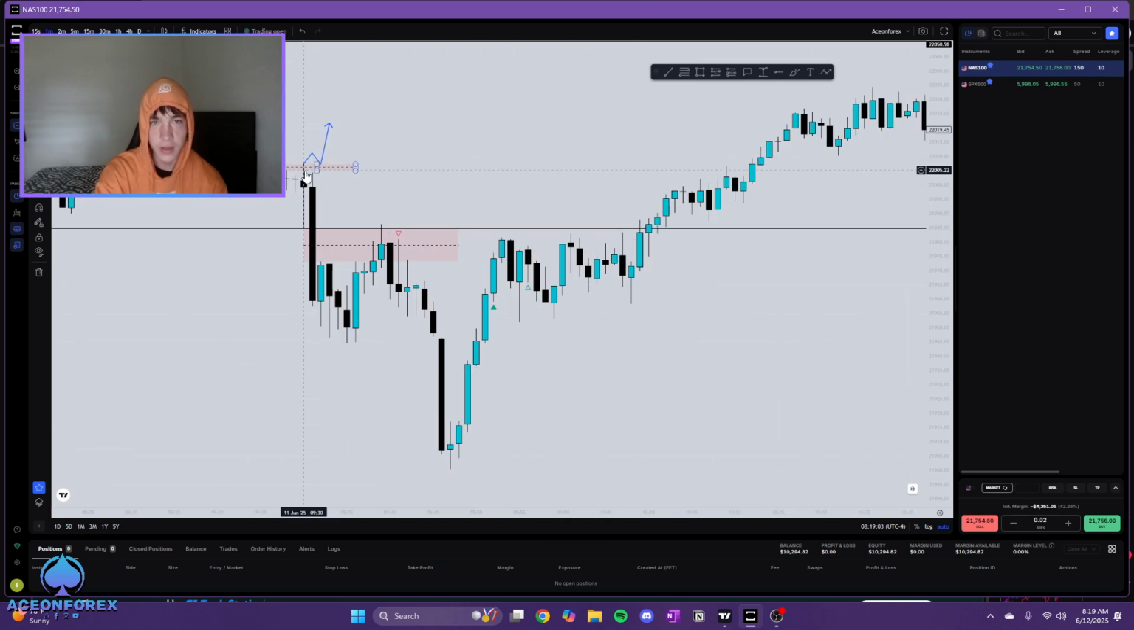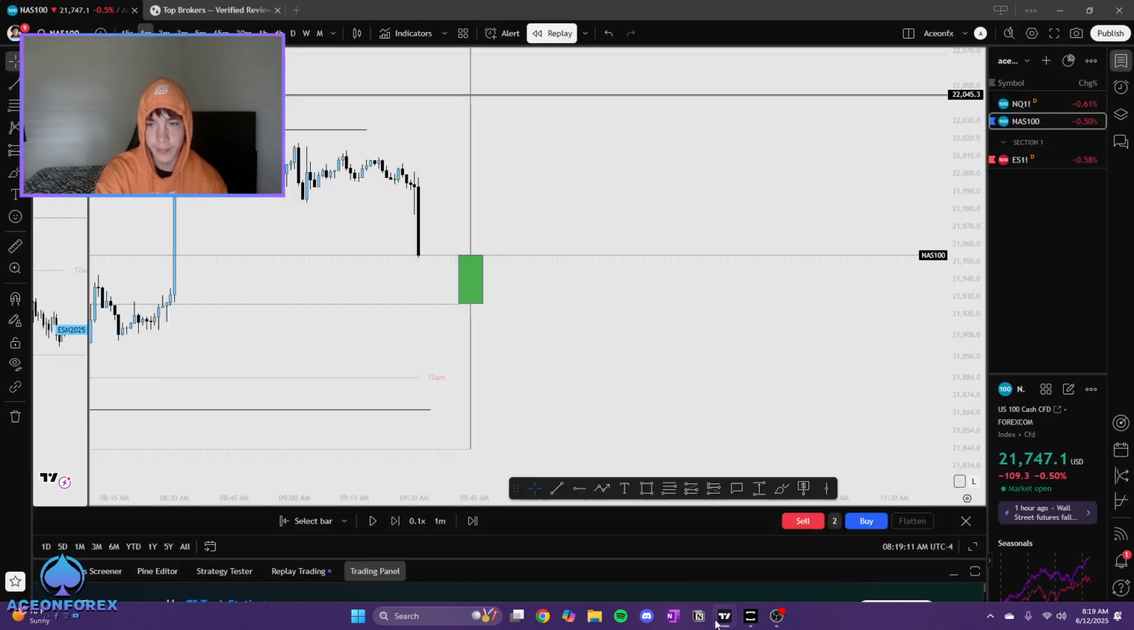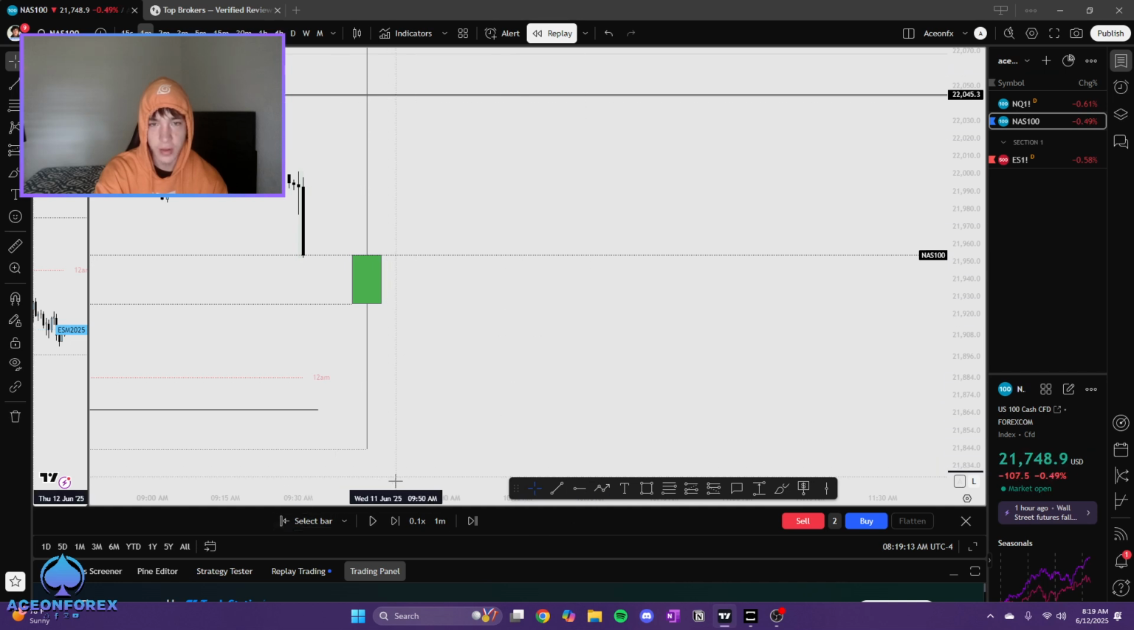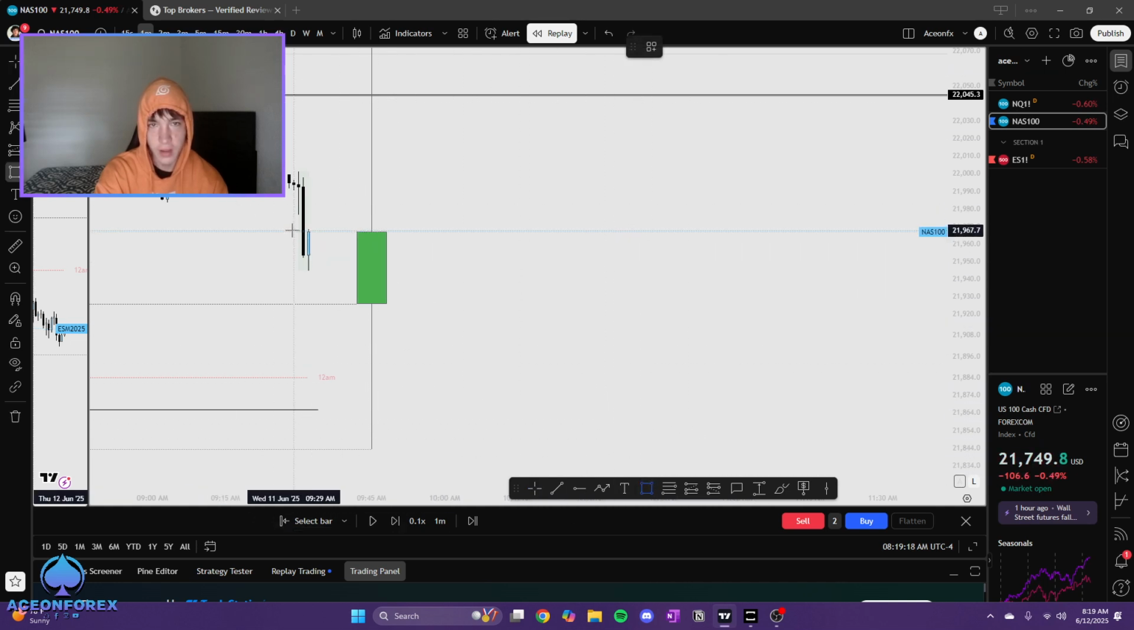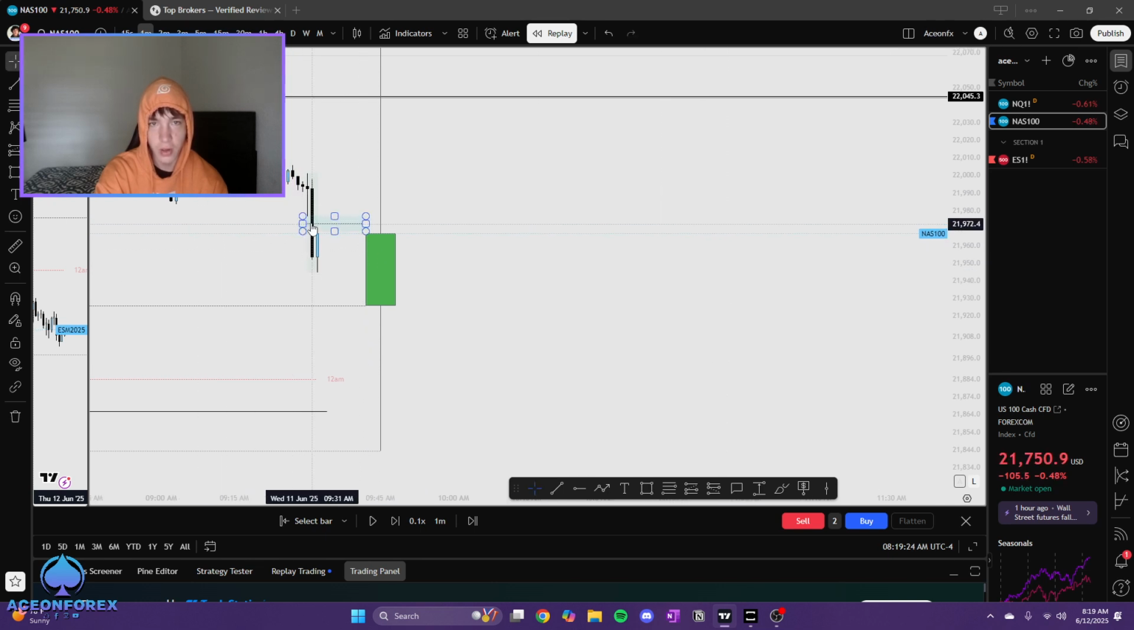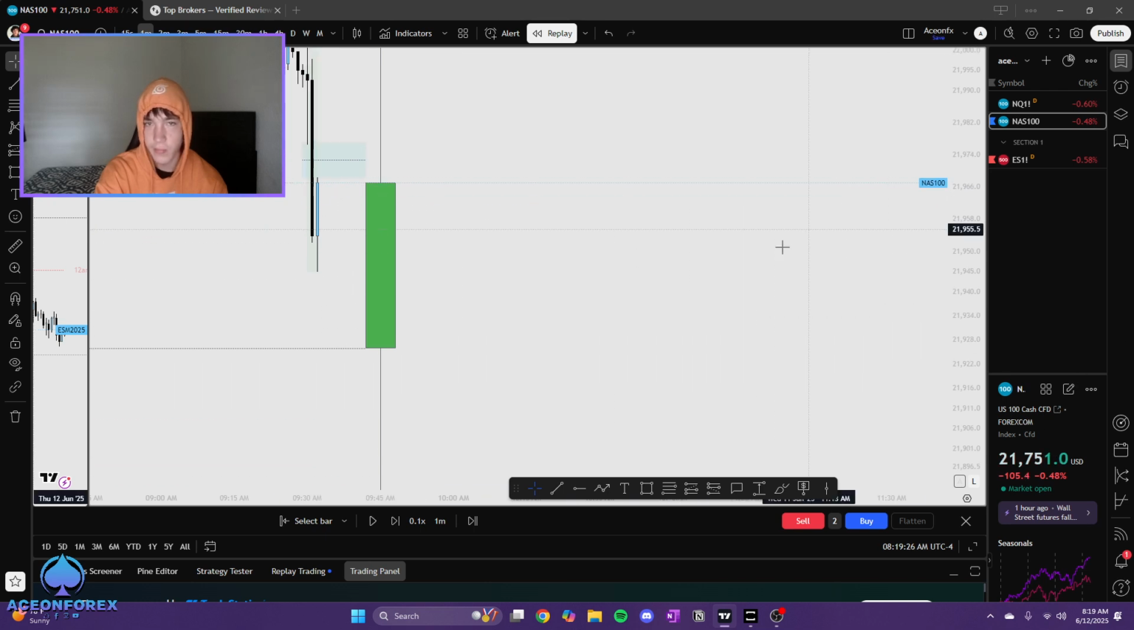So we missed our first entry, and then this is that 1 minute displacement candle I showed you on TradingView. Then we create a fair value gap. So I can actually show you that on TradingView. So we created this fair value gap. I'm like, all right, we have displacement lower and a fair value gap. If we're bearish, we want this fair value gap to hold.